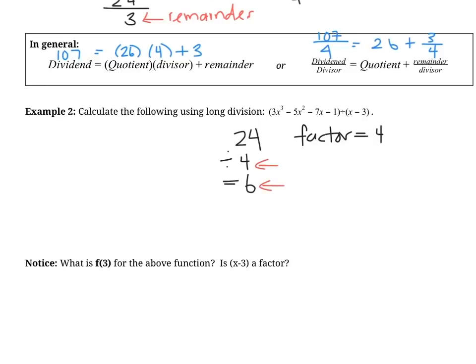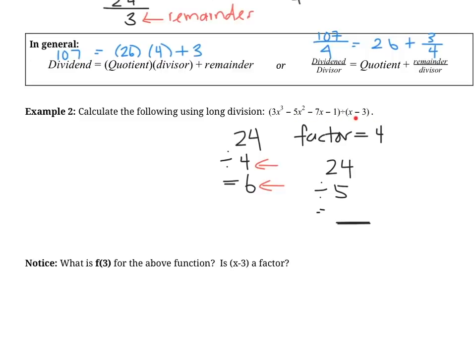So if we know a factor of a polynomial like this guy here, so if I know this one's a factor, I can find more factors by dividing them. But keep in mind, not every polynomial is going to be a factor of each other. So for example, if I take 24 and I were to divide it by 5, I'm not going to get an even number. I'm going to get a decimal, which indicates that there was a remainder, which means that 5 is not a factor of 24. So we have to be careful.